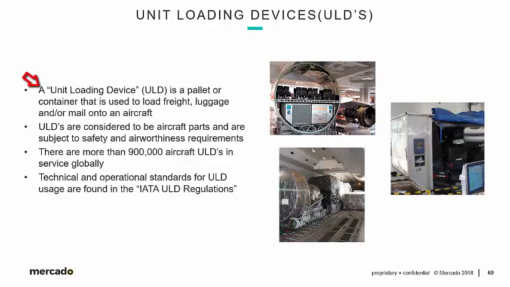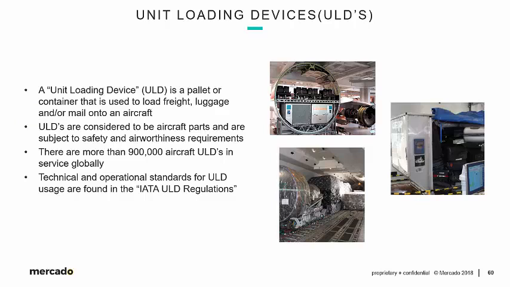A unit loading device, a ULD, is a pallet or container that is used to load freight, luggage, and/or mail onto an aircraft. This first bullet point alleviates some of the potential confusion that was alluded to a moment ago, because it clearly states that a ULD is not just a container, but also a pallet, basically anything that holds cargo, luggage, and/or mail. ULDs are considered to be aircraft parts and are subject to safety and airworthiness requirements. We see that in our second bullet point.